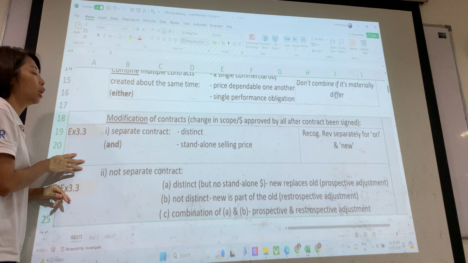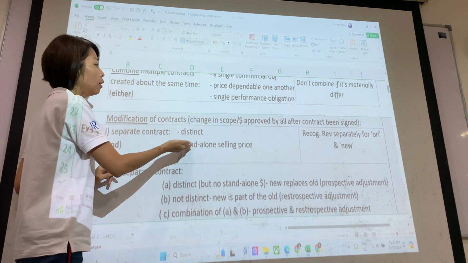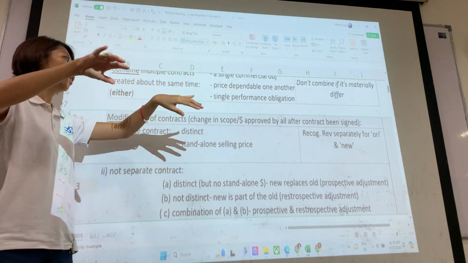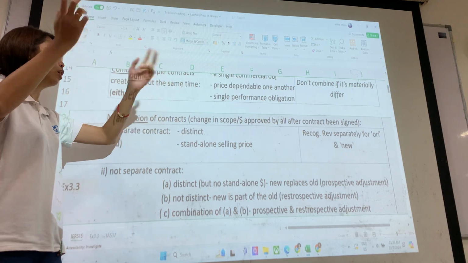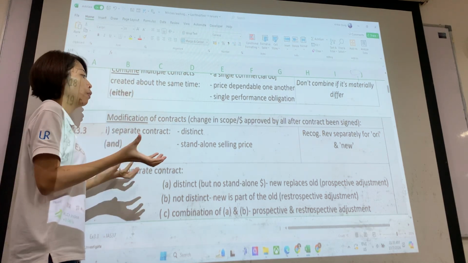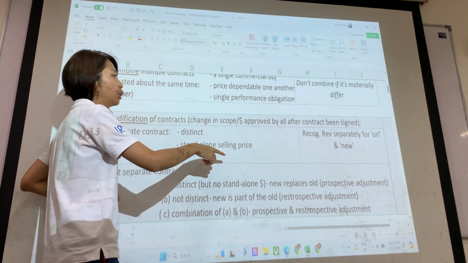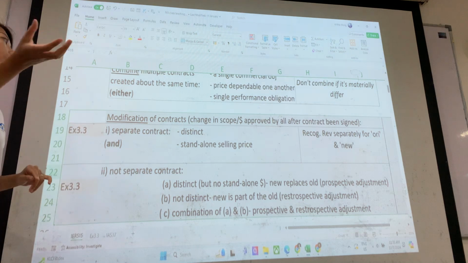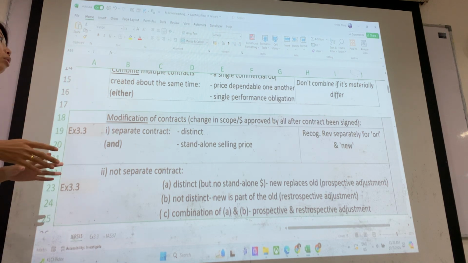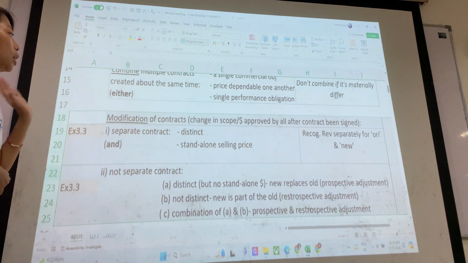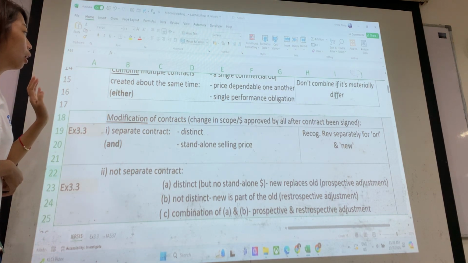So you have to make sure that it is distinct, the product is distinct. Distinct is like mutually exclusive. It is different from one another. It is not interdependent. That's called distinct. Two different things. And then there is a standalone selling price. So the thing can be sold alone to somebody else. If these two are fulfilled, then we say this is a separate contract.